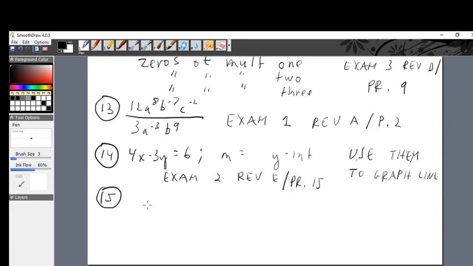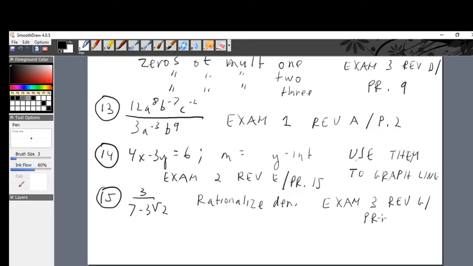Okay. 3 over 7 minus 3 square root of 2. The instructions are rationalize the denominator. We just had this. That means multiply the top and the bottom by the conjugate of the bottom. 7 plus 3 square root of 2 is its conjugate. Just giving you a little hint. Do both of them. Where can you find this problem to look at? Something almost exactly like this: Exam 3, Review G. We just had it on the last exam. Problem number 20.